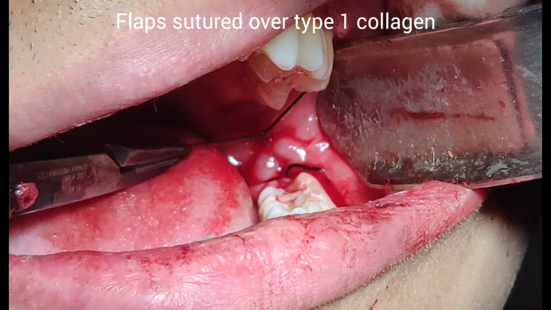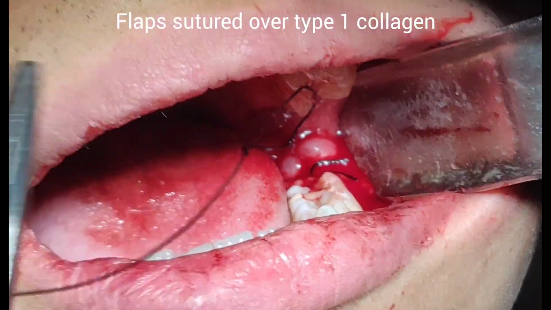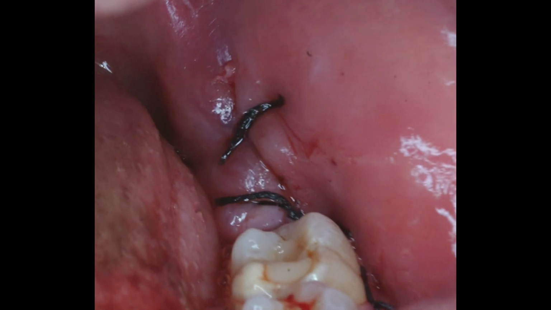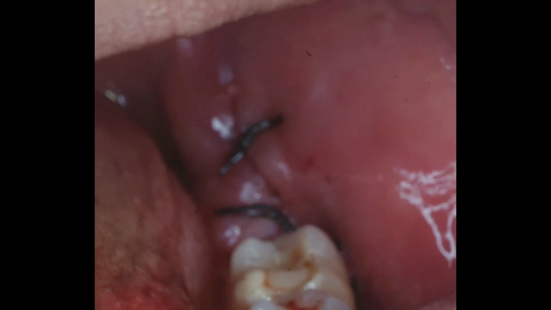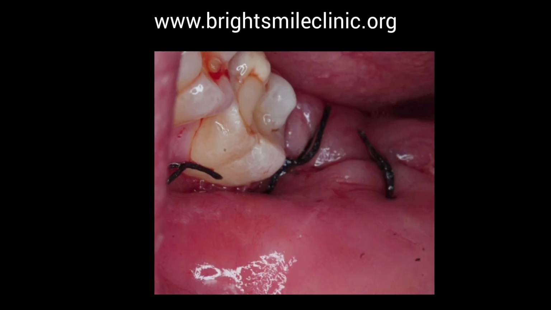that is, 4-0 non-dissolvable sutures. So this is the video after the suturing is over. Suturing is complete, occlusal as well as the buccal view.